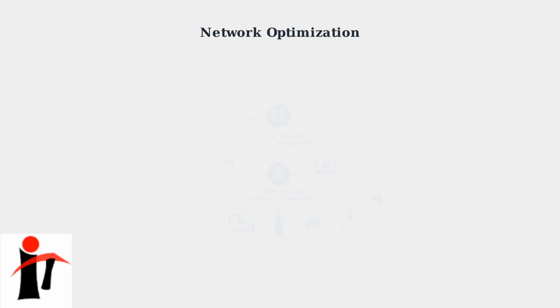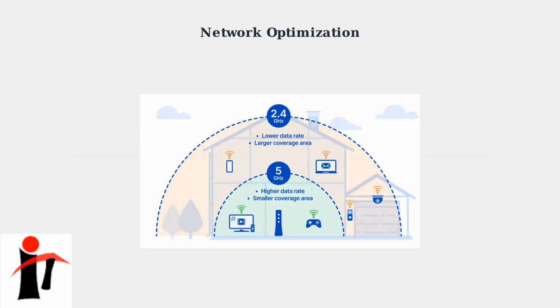Network optimization is crucial for smooth streaming. Your EE Box Pro supports both 2.4 GHz and 5 GHz Wi-Fi bands, but choosing the right one makes a significant difference in performance. Use 5 GHz Wi-Fi whenever available. While 2.4 GHz has longer range, 5 GHz provides faster data rates and less congestion, resulting in better streaming quality with fewer buffering interruptions.